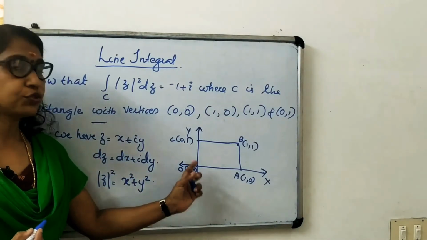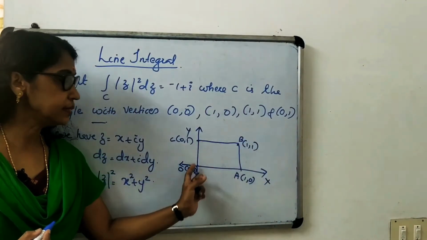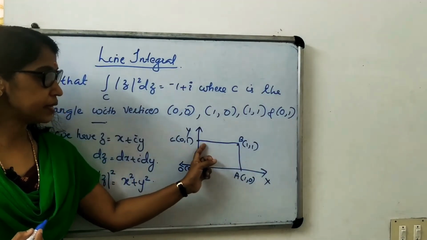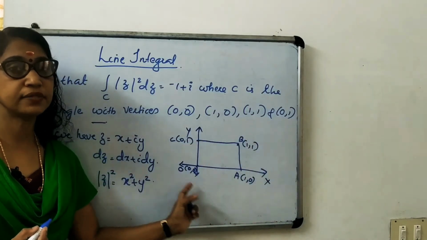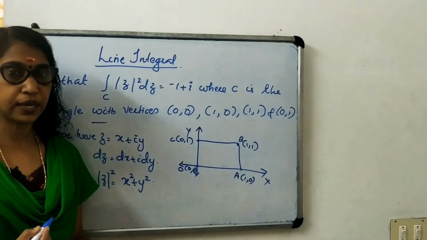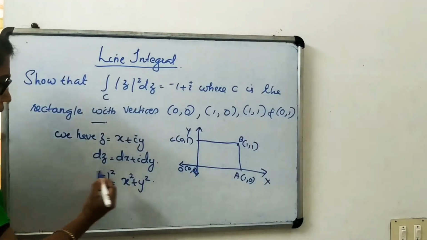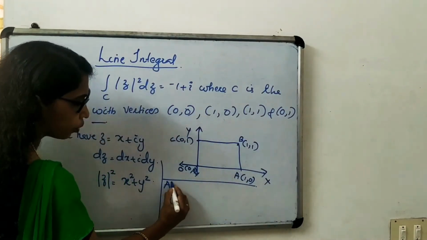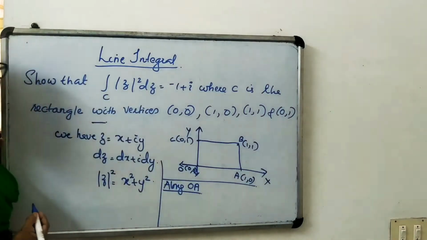Now we have to find the integral along all these 4 paths. That is along OA, then along AB, then along BC, then along CO, and we have to add these 4 integral values. Okay. First of all, along OA, along the path OA.